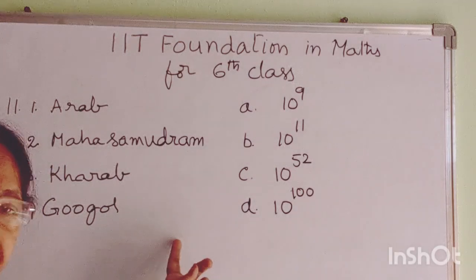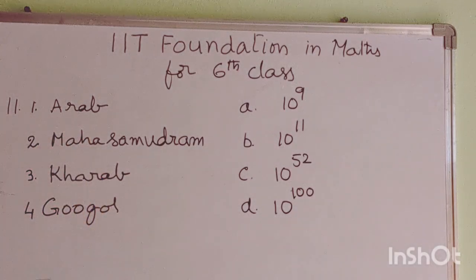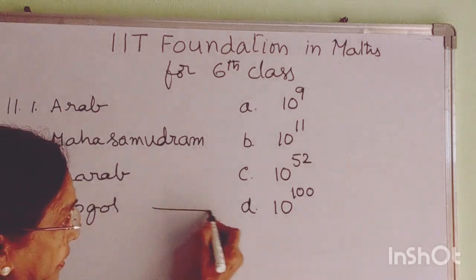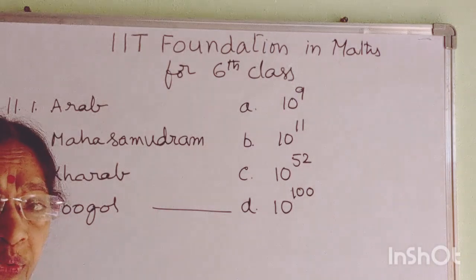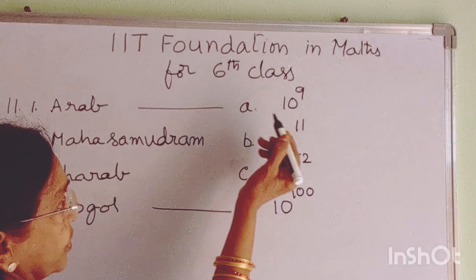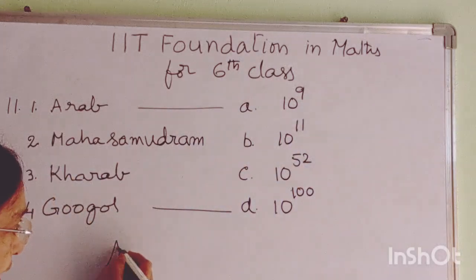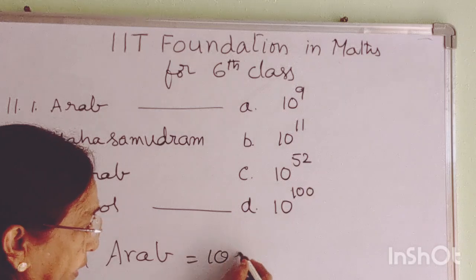Now matching. So Arab, Mahasamudram, Kharab, Google. So we have to match. We know Google is 10 to the power of 100. It is given directly. Google is equal to 10 to the power of 100. And Arab is 10 to the power of 9. Arab you can remember as 1 Arab is equal to 100 crores.